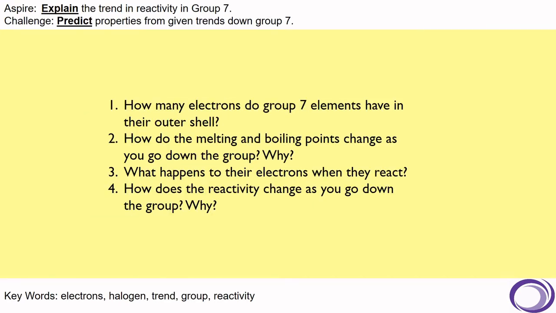Now, a few summary questions on what we've looked at so far before we move on. How many electrons do group 7 elements have in their outer shell? How do the melting points and boiling points change as you go down the group, and why does that change happen? What happens to their electrons when they react? And how does the reactivity change as you go down the group, and why does that happen? I'll leave you a little bit of time to answer those.